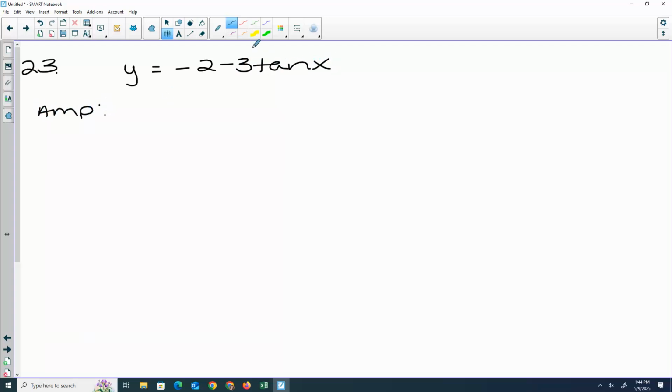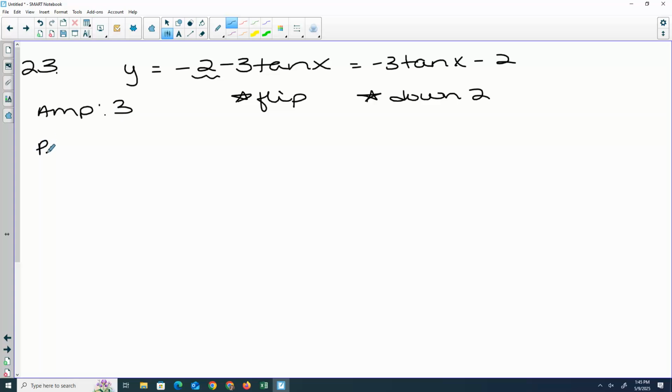What does this negative in front do? The negative in front of my 3 flips it. This is the same thing as if I wrote negative 3 tangent x minus 2. So it is going to flip because of the negative in front of my 3, and my minus 2 will take it down 2. Okay, amplitude. Amplitude is always positive. It's just the number in front of tangent. The negative makes it flip, so the amplitude is just 3. Period: tangent and cotangent have a normal period of pi. Divide by the number in front of x, which is just 1, so our period is pi.